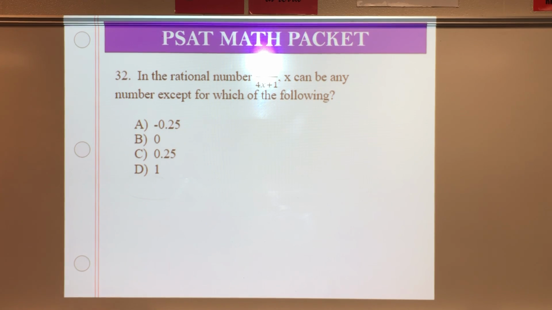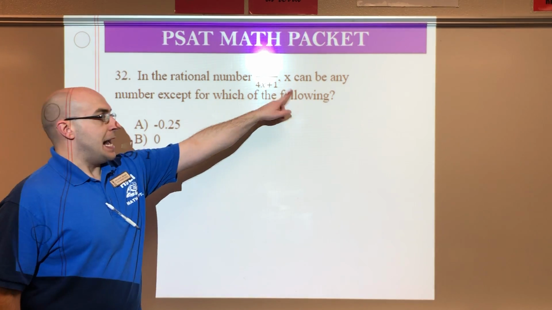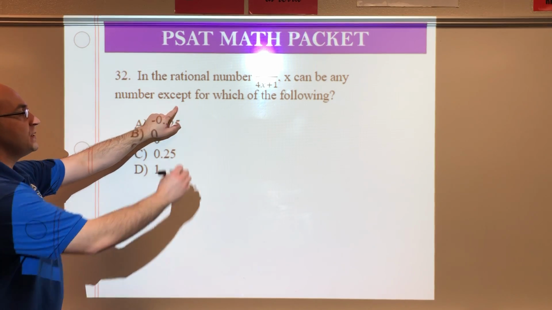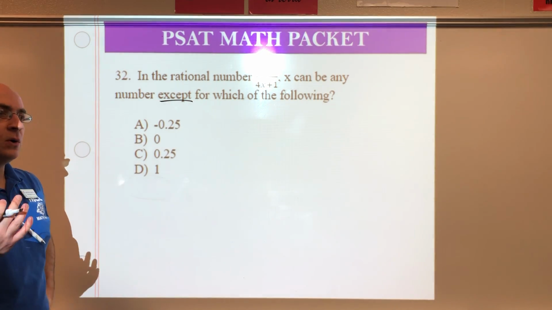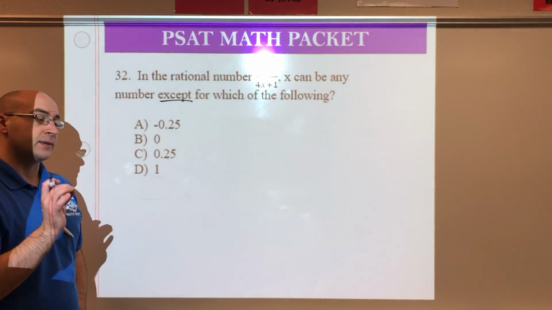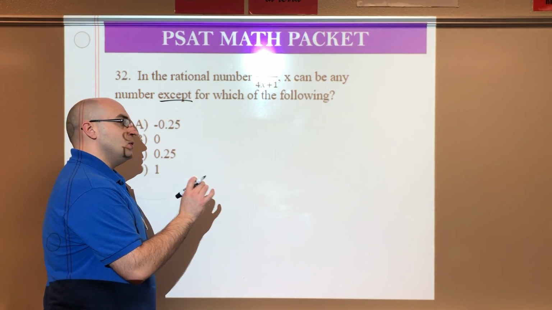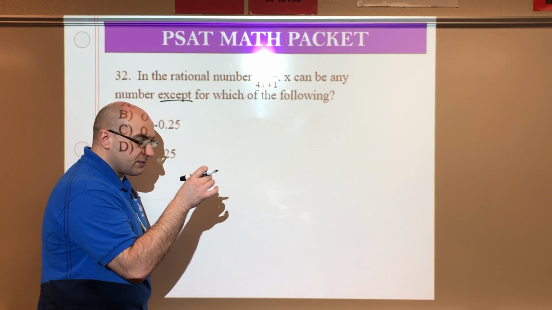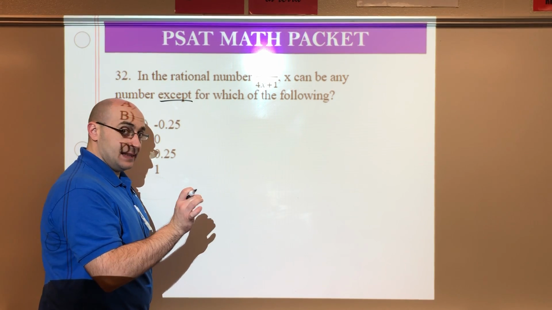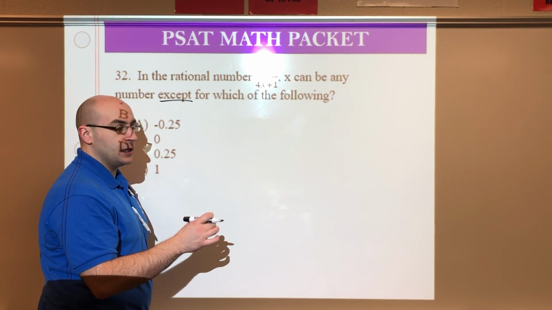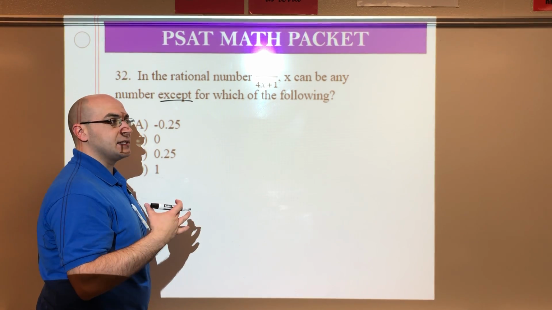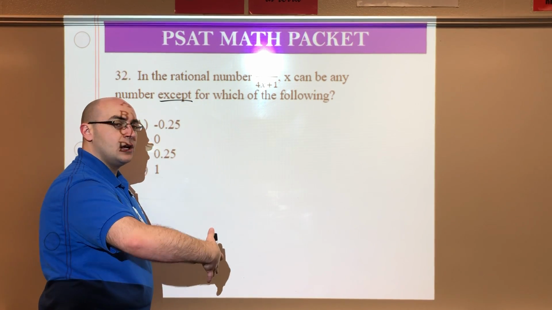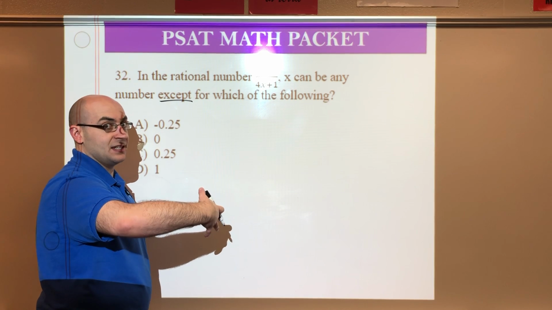In the rational number 3x over 4x plus 1, x can be any number except for which of the following. When we have fractions, hopefully you've learned this year, that 0 cannot be in the denominator, because that's what fractions have. It can never be in the denominator because it will be an error. Basically, if we're talking about slope, it's undefined because I can't define how many times that gets divided by 0.